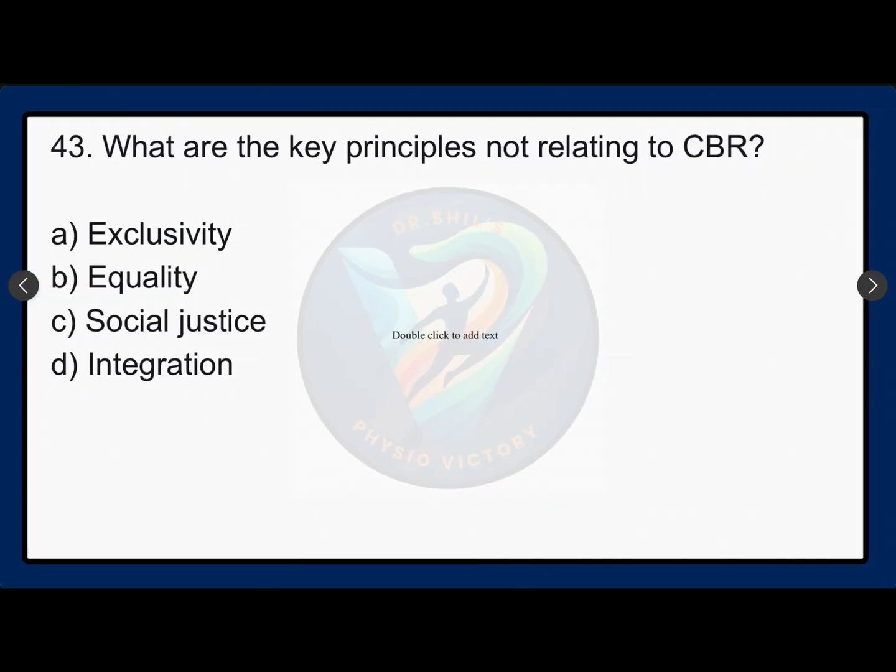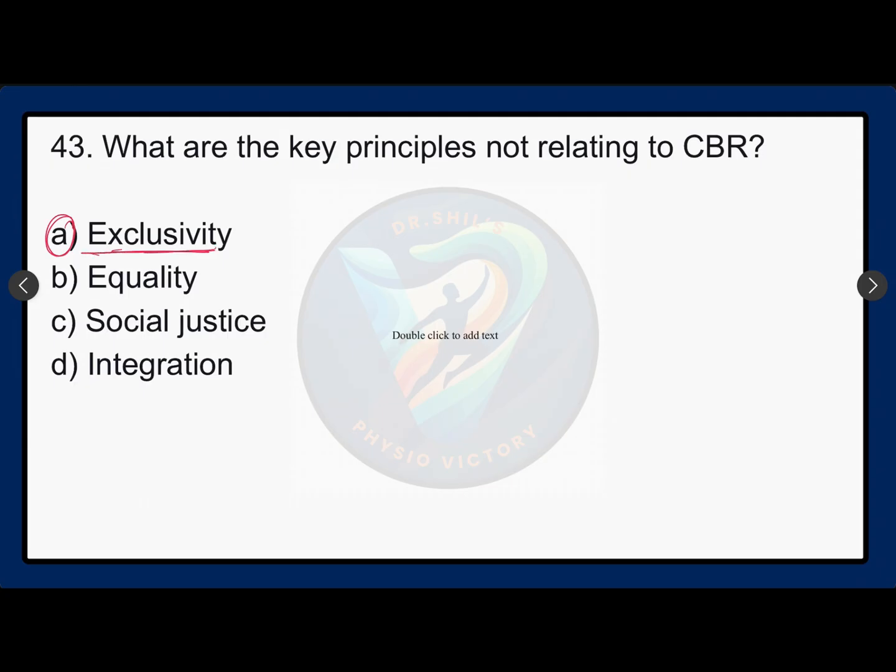Next question. What are the key principles not relating to CBR? Option A, exclusivity. Option B, equality. Option C, social justice. And option D, integration. So the correct answer is option A, exclusivity.